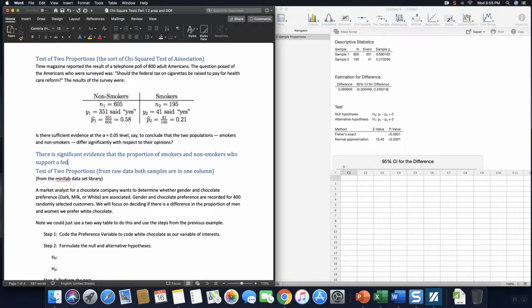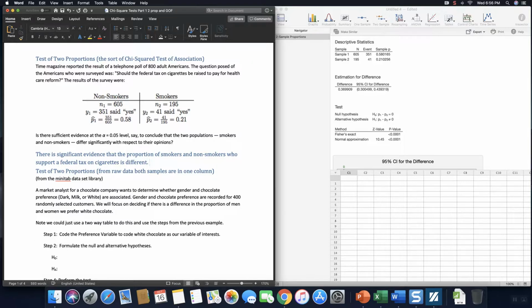a federal tax on cigarettes. Oops, that's not an I. Is different. Probably should have put different somewhere else. Wasn't thinking ahead. There is a significant difference. Yeah, that would have been better. Oops, too late now.